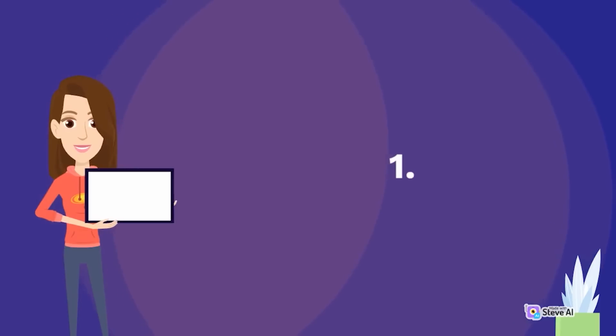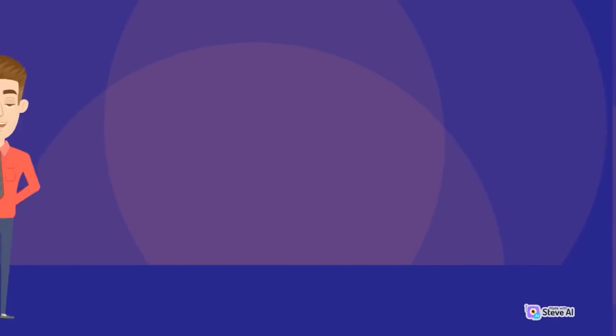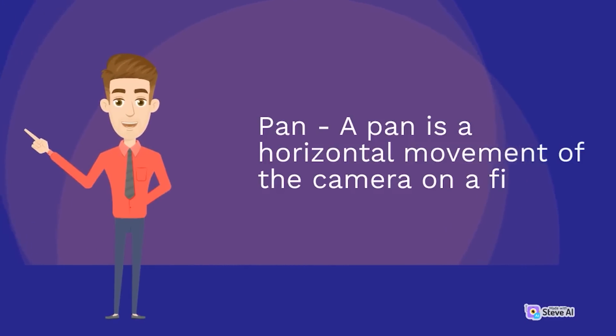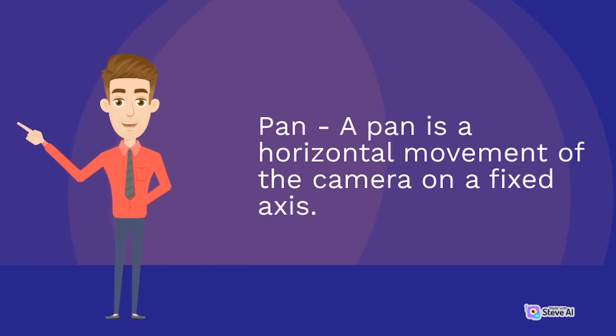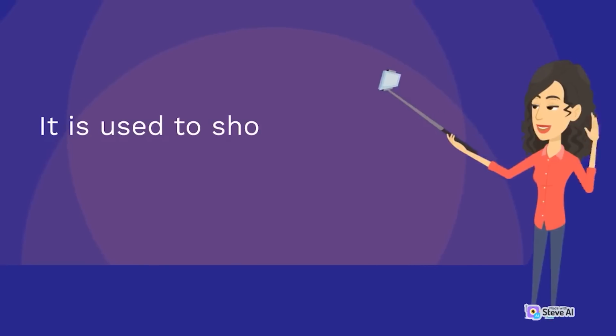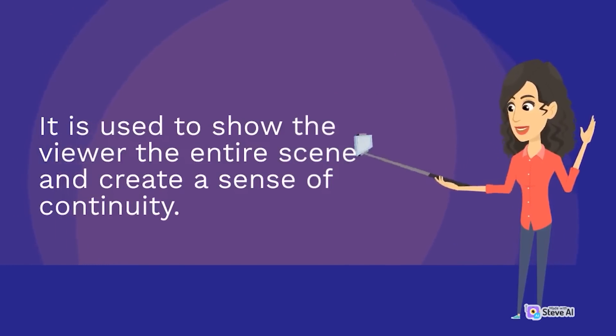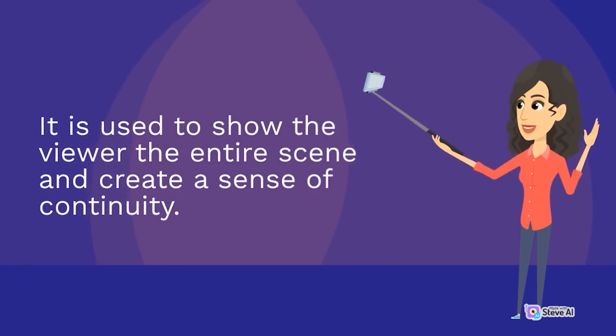1. Pan. A pan is a horizontal movement of the camera on a fixed axis. It is used to show the viewer the entire scene and create a sense of continuity.